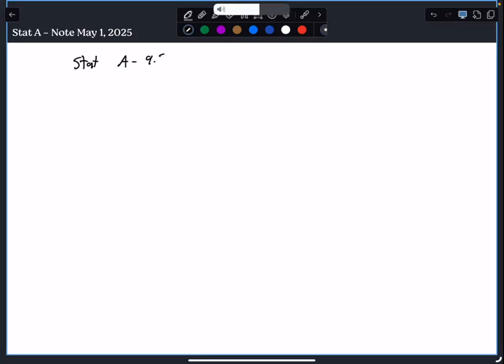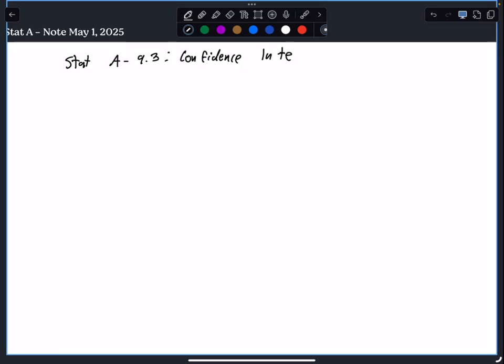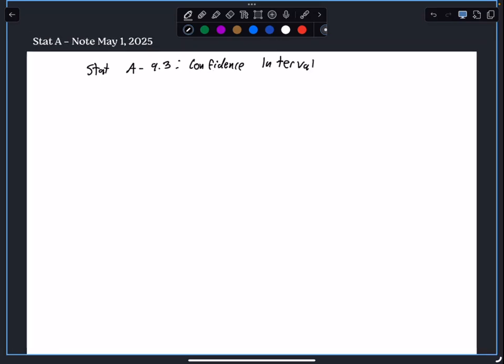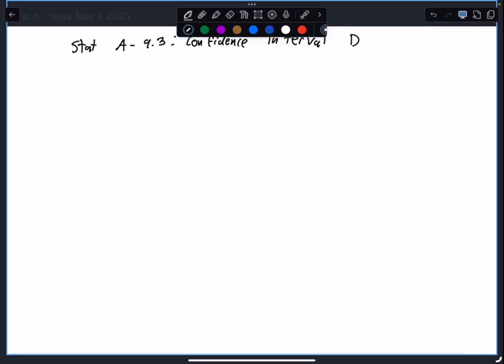9.3, Confidence interval decisions. Now, this is what we're doing right here.